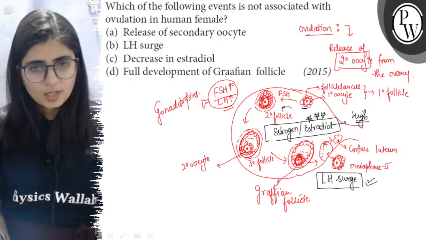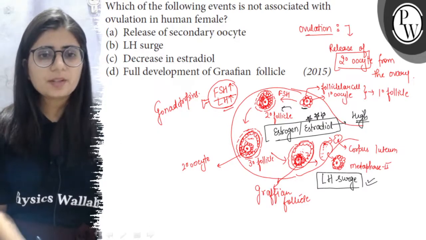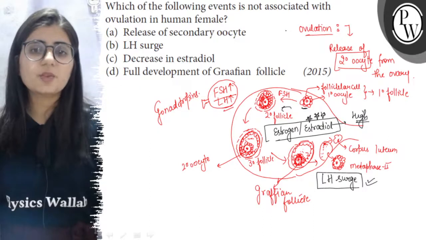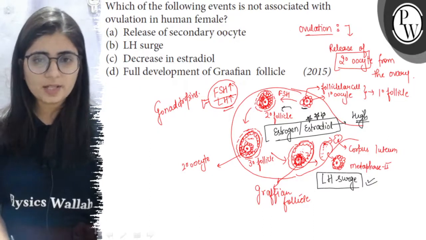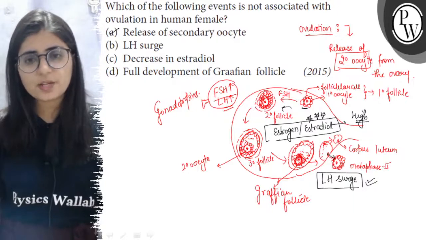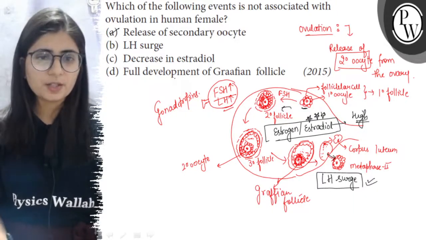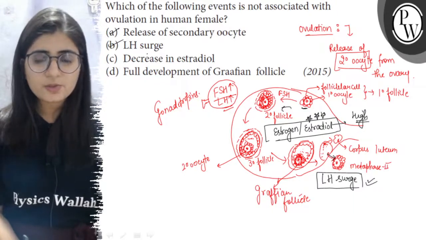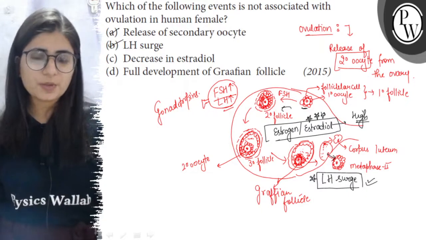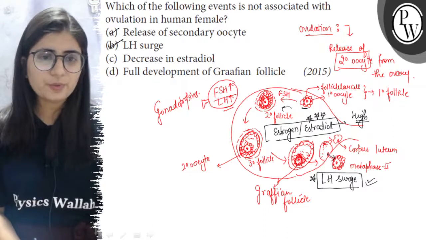So if we look at the events now, we have to find out the event which is not associated with ovulation. So first is release of secondary oocyte. So this is true because release of secondary oocyte is itself called the ovulation. Then LH surge, so it is also true because LH surge or sudden increase in level of LH is responsible for ovulation, so it is also true.